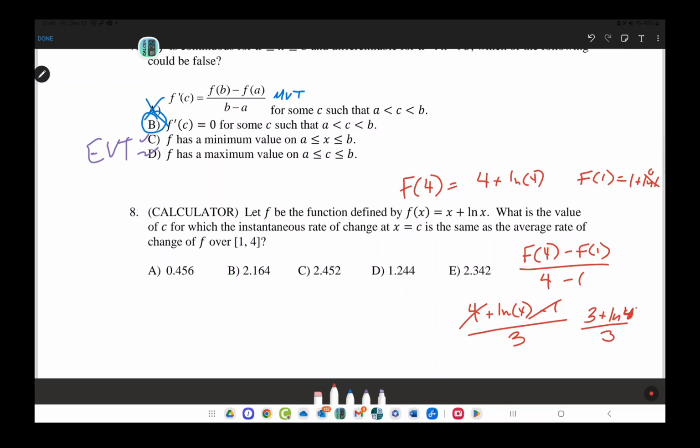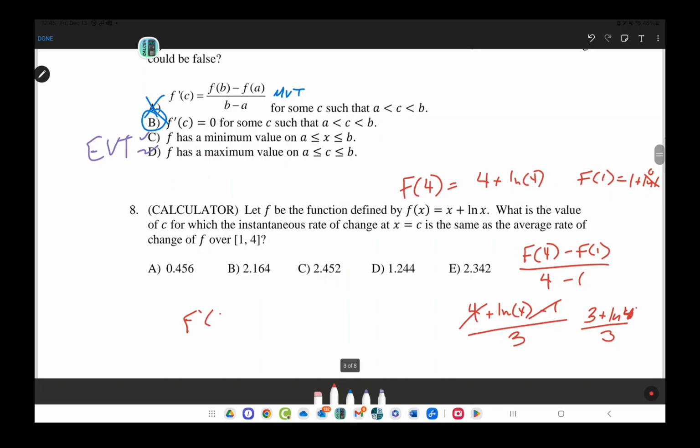All right, what's the derivative of x plus natural log of x? 1 plus 1 over x. So we set that equal to 1 plus natural log of 4 over 3. So x is equal to 3 over natural log of 4.